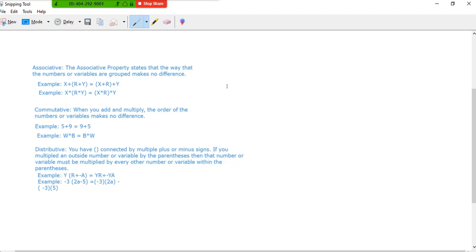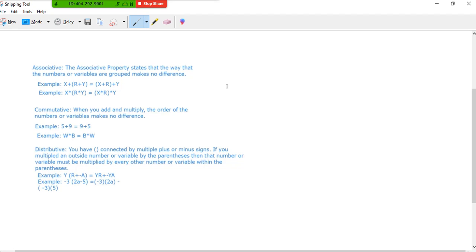Distributive. You have parentheses connected by multiple plus or minus signs. If you multiply an outside number or variable by the parentheses, then that number or variable must be multiplied by every other number or variable within the parentheses. Example: y times the quantity r plus negative a equals yr plus negative ya.